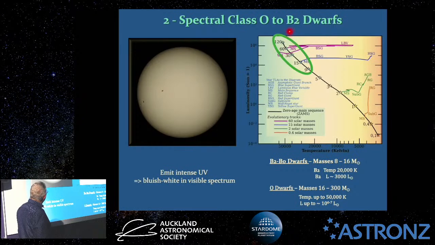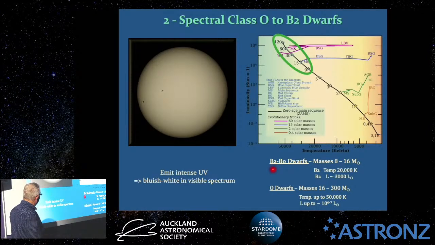So what is their range of temperatures? You can see a bit of a range of temperatures. Well, your B dwarfs down here, your mass is sort of about 8 to 16. Temperatures down to about 20,000 degrees Kelvin, which is similar. You don't need to worry about Kelvin and Celsius when you're getting to these levels.